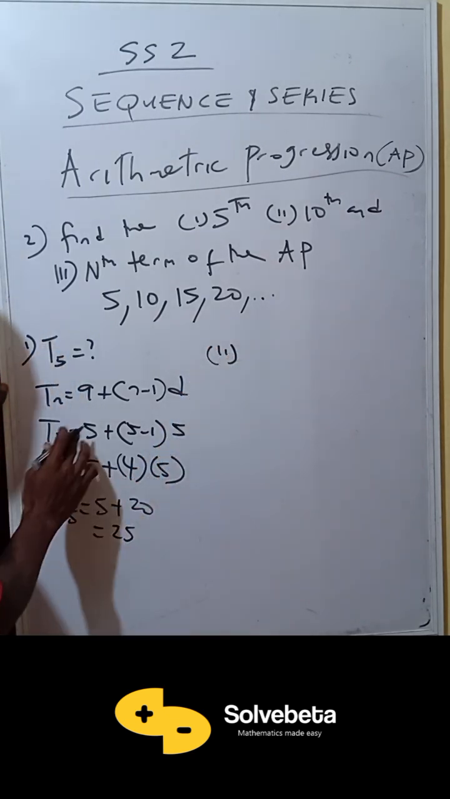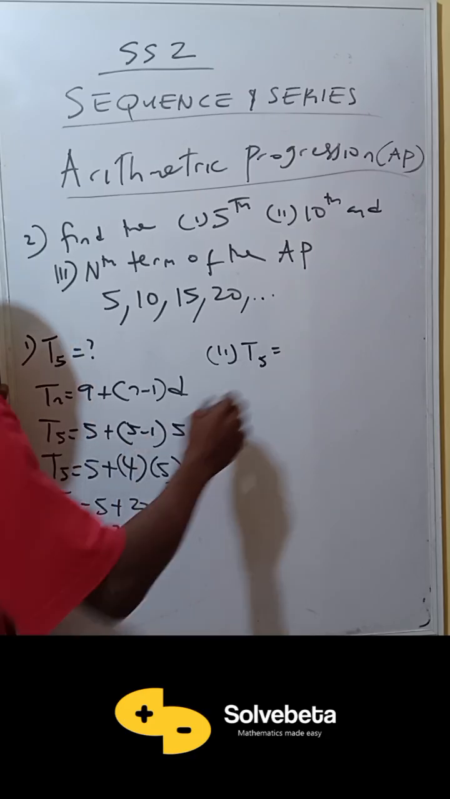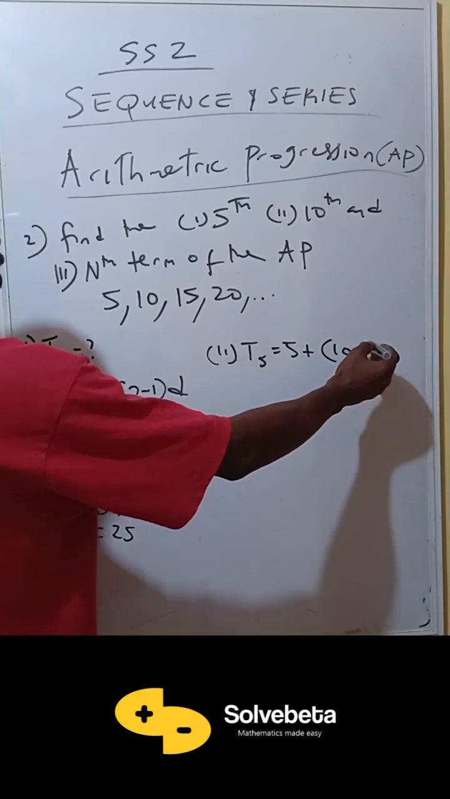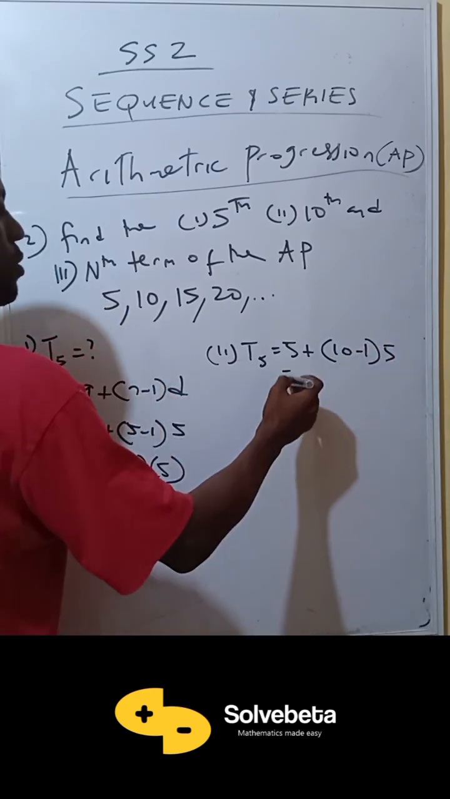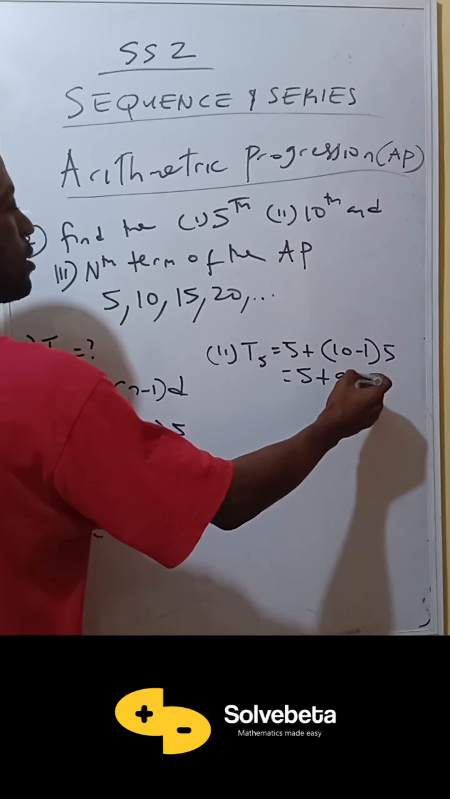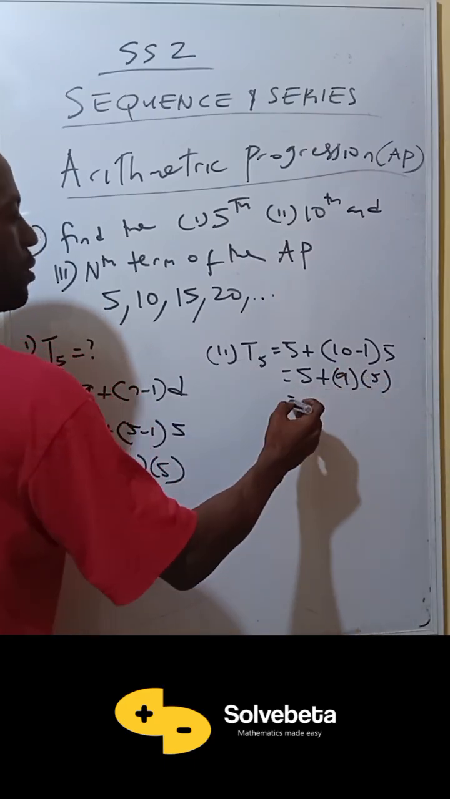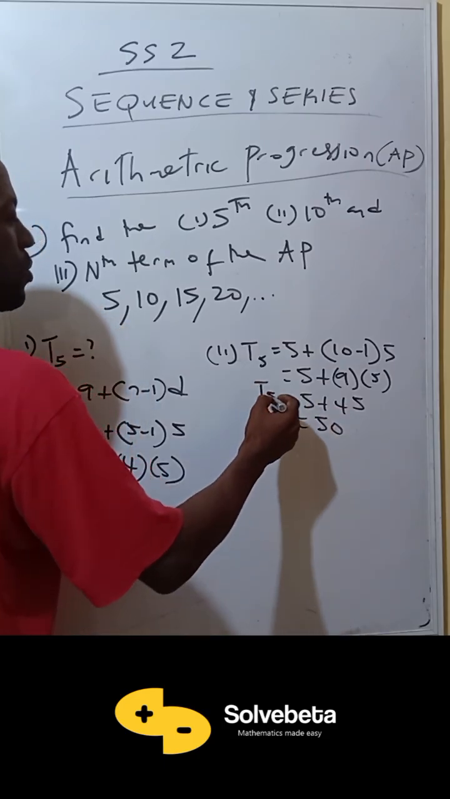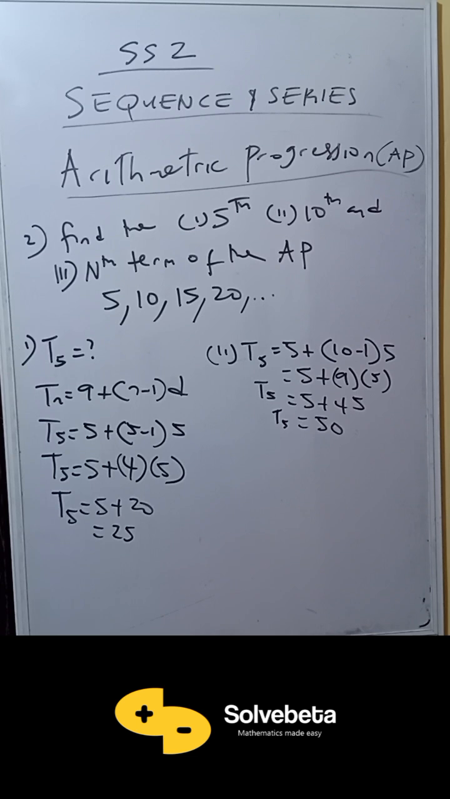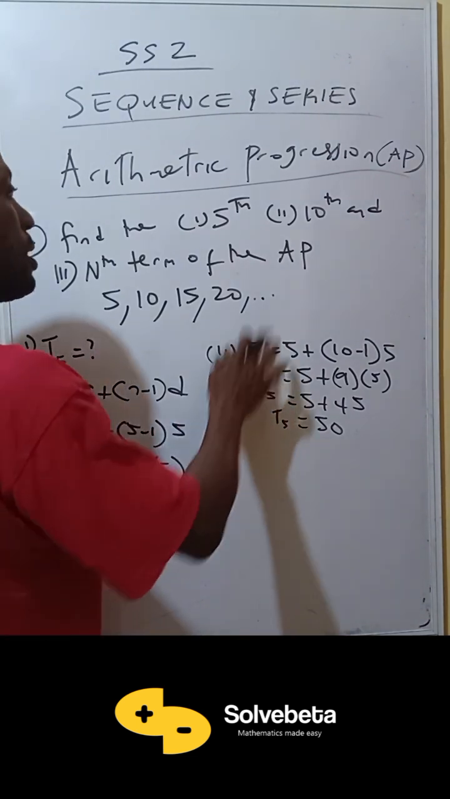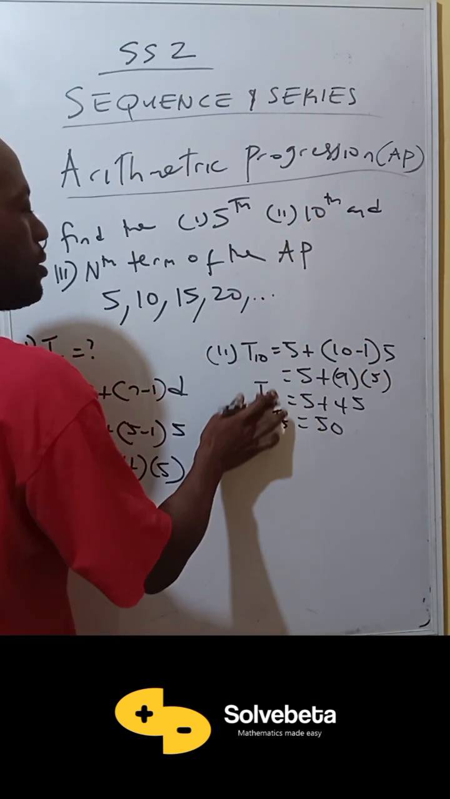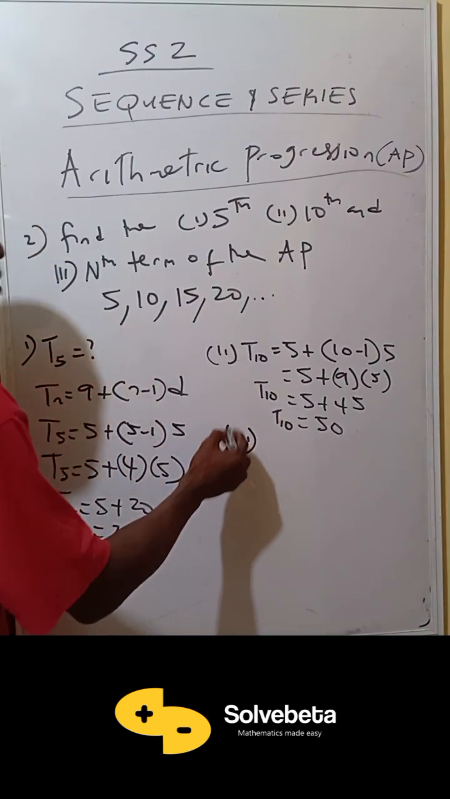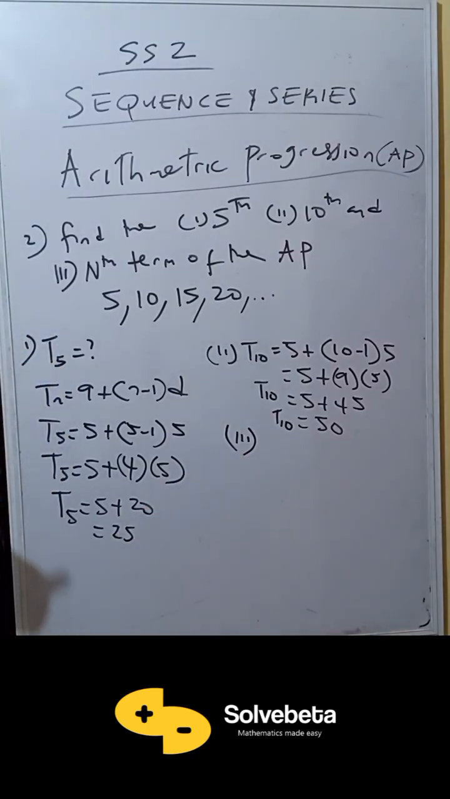The 10th term. T10 is equal to a, 5, plus n minus 1, d, which is also 5. So it's 5 plus 9 times 5, 45. So 50. The 10th term is 50. I'm very, very sorry for that. The 10th term is 50. Now, let's look for the nth term.